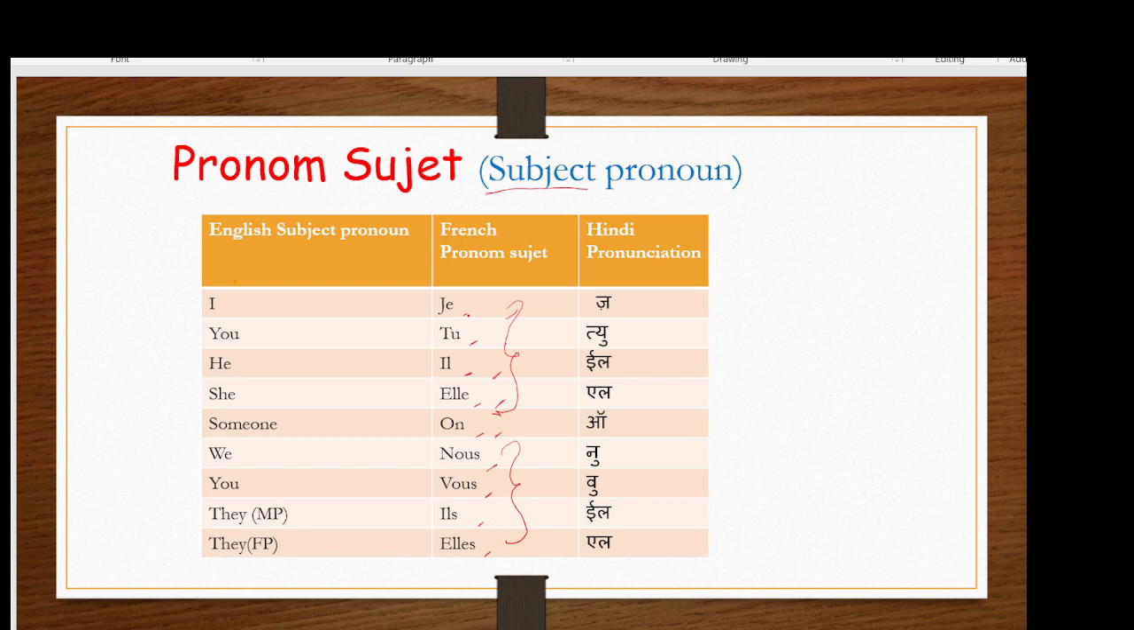What is the plural of je? What is the plural of I? It is nous, we. Plural of je is nous. Plural of tu is vous.